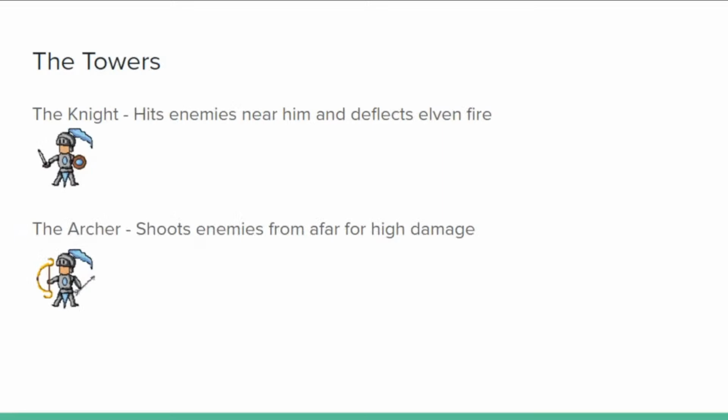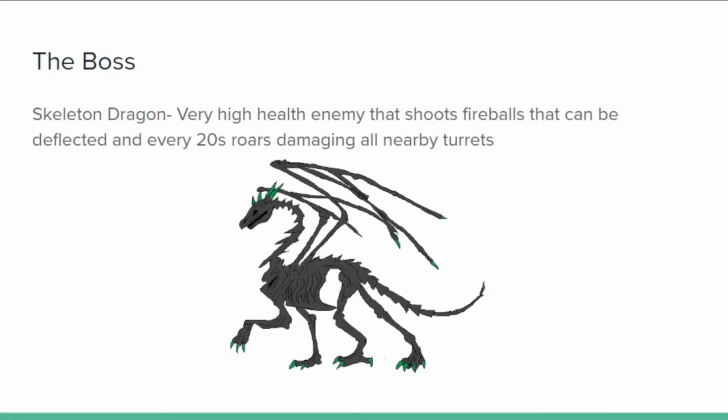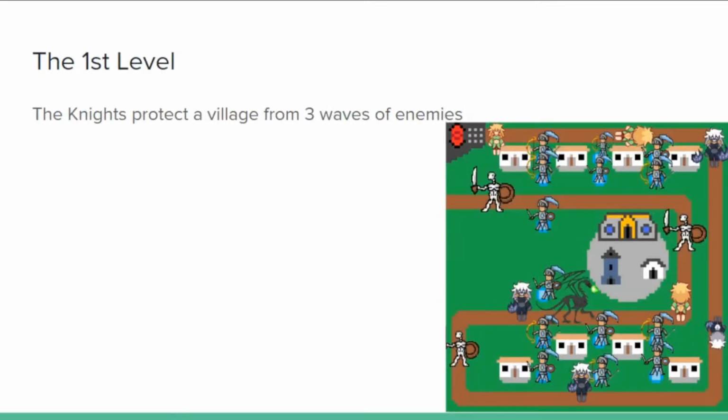The towers are the knight and the archer. The knight is a little bit lower damage, but it can deflect elven fire and has a little bit shorter range and has higher HP. The archer will have a little bit lower HP but higher damage and higher range and cannot deflect elven fire. Our boss is going to be the skeleton dragon, a very high elven enemy that shoots fireballs that can be deflected. Every 20 seconds it will reward damaging all nearby turrets.